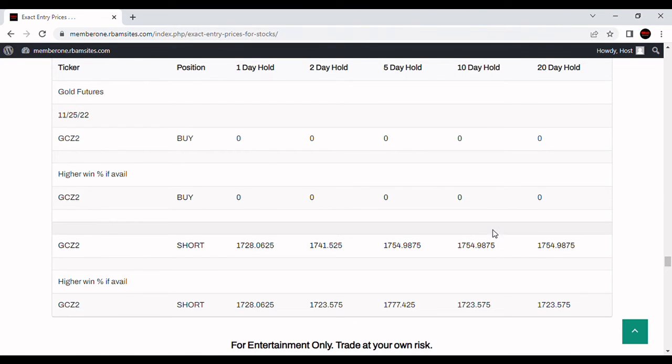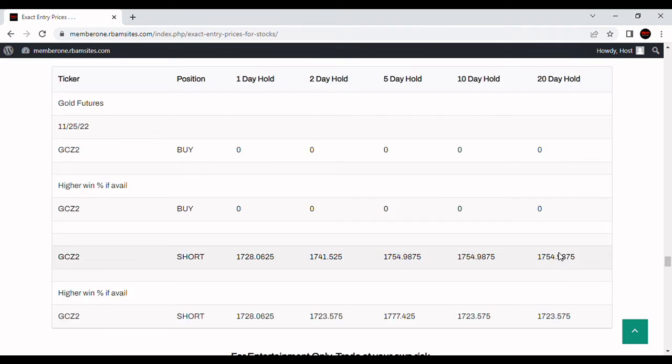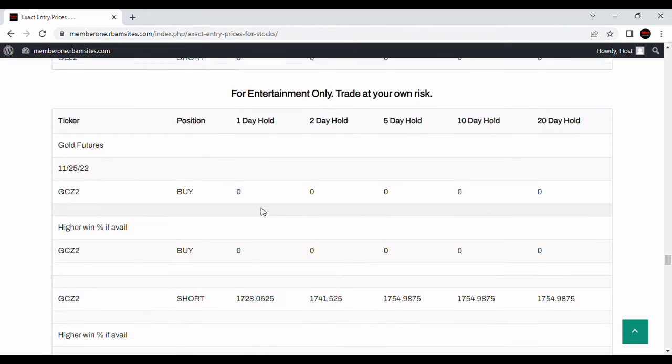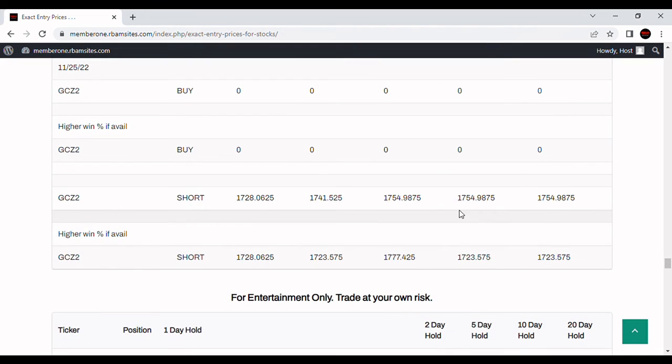So some of these would have been profitable, and if you'd gotten in them you could have already gotten out of them and made a few bucks on the gold trades, all for entertainment purposes, all hypothetically speaking. You have to do your own analysis. Can't use our entry prices for anything other than entertainment, including my conversation and my commentary and our exact entry prices. But very interesting and entertaining to come and take a look at them every morning.